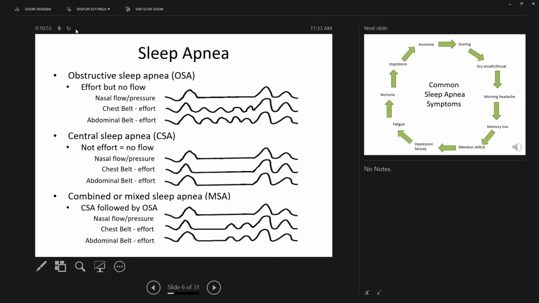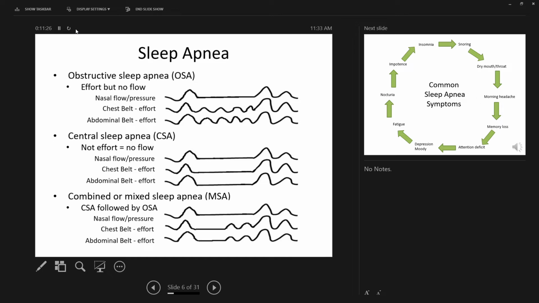Now, when we're looking at a polysomnogram, this is a very simplistic version, obviously. Three important parameters we will look at will be nasal flow or nasal pressure, and this is generated by a nasal cannula in the nares. Chest belt effort, and this is generated by a piezoelectric belt that is wrapped around a person's chest. And abdominal belt effort, and this is also a piezoelectric belt that's wrapped around the abdominal area of a person.